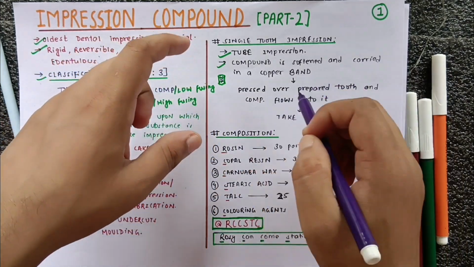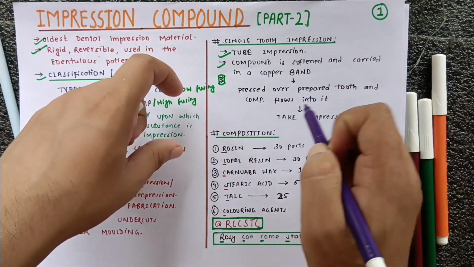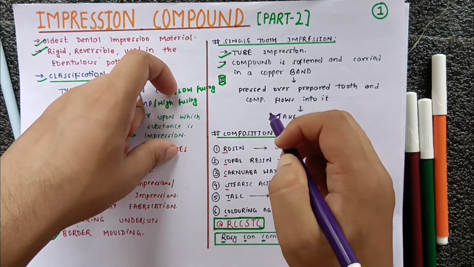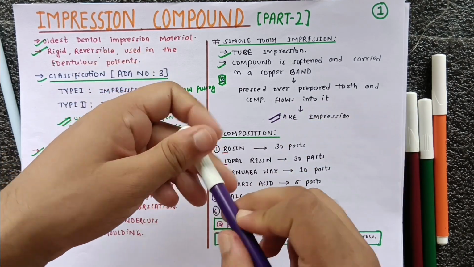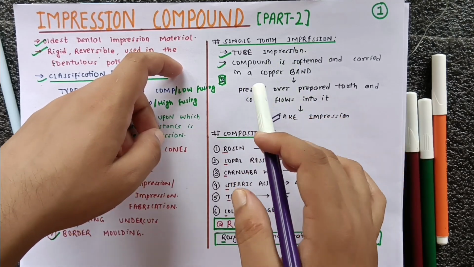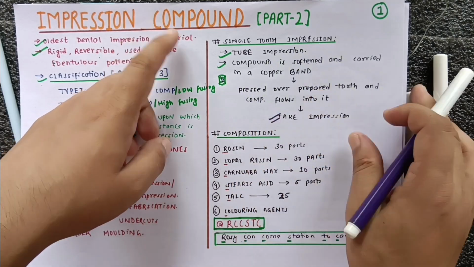The same thing is written here. It is pressed over the prepared tooth, and the compound flows into it and takes the impression. So it is very easy to understand and to remember. Single tooth impression is the important application of the impression compound.